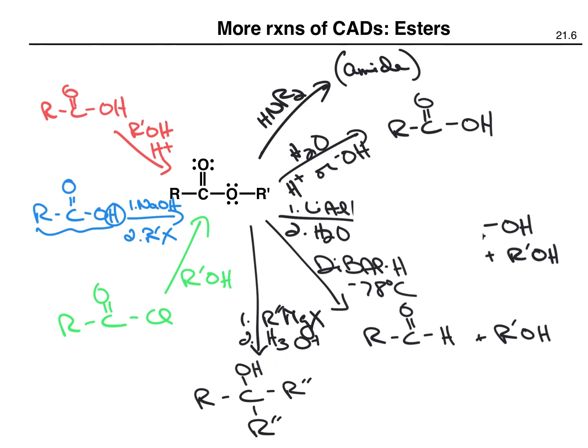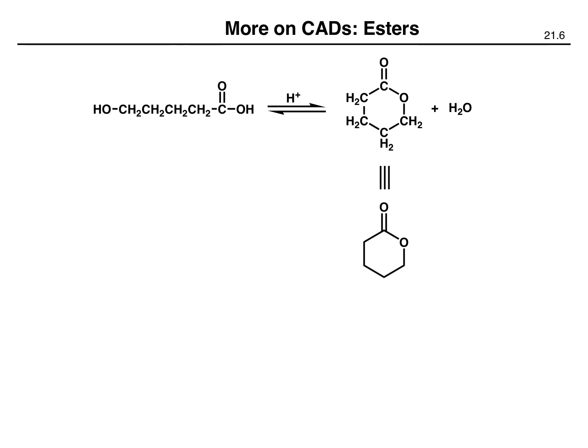Another important thing about esters is that if you have a molecule with a carboxylic acid and an alcohol in the same molecule, and this is exposed to acidic conditions, it can undergo an intramolecular esterification to give a cyclic ester. Now, a cyclic ester is called a lactone. So an intramolecular esterification reaction is called a lactonization.